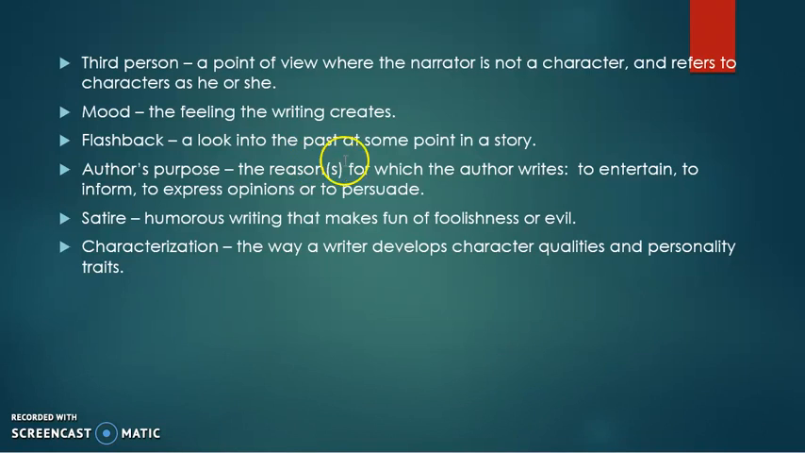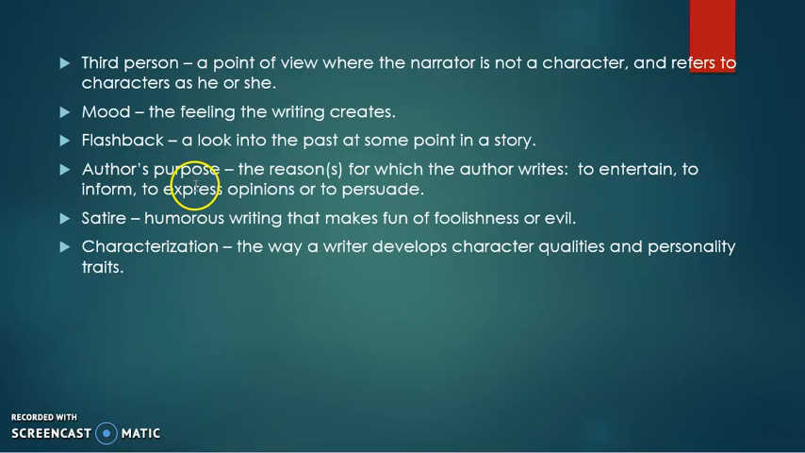Then we have flashback. Flashback is a look into the past at some point in a story. In a lot of stories that you read, you'll be reading about what's happening now, and then it'll go back in time to something that happened a long time ago. That's called a flashback.